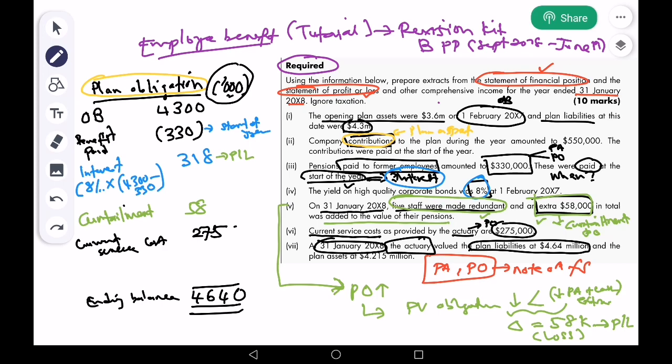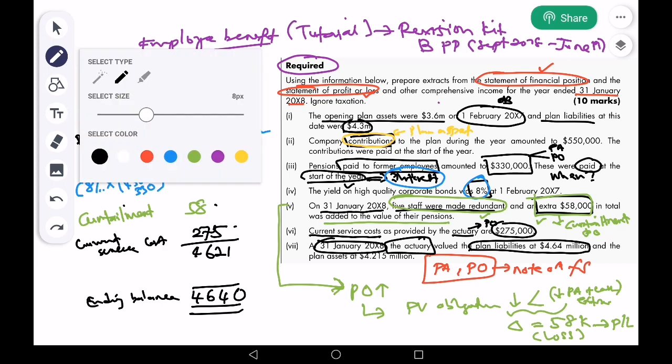So class, try to add up. What is the remeasurement that you realize here now? Okay, now we try to calculate. 4300, then you minus 330 because you have a benefit paid, then you plus 3.8, plus 58, plus 275, your curtailment, your current service cost. Then you get 4621. Do you see the difference there, class? Yes, it's a very big difference here.